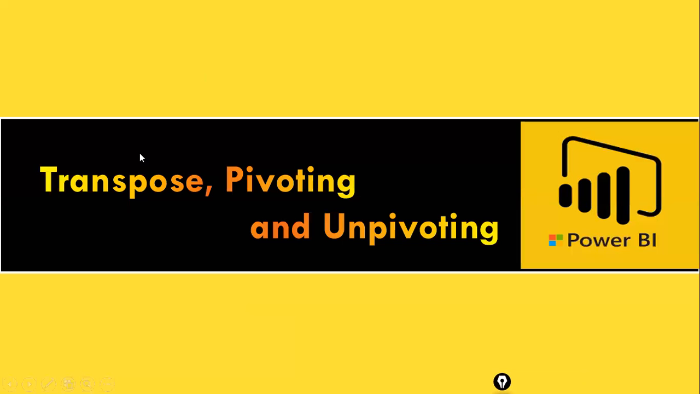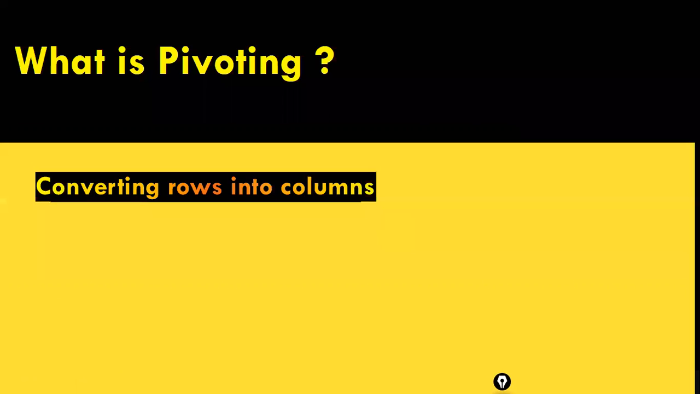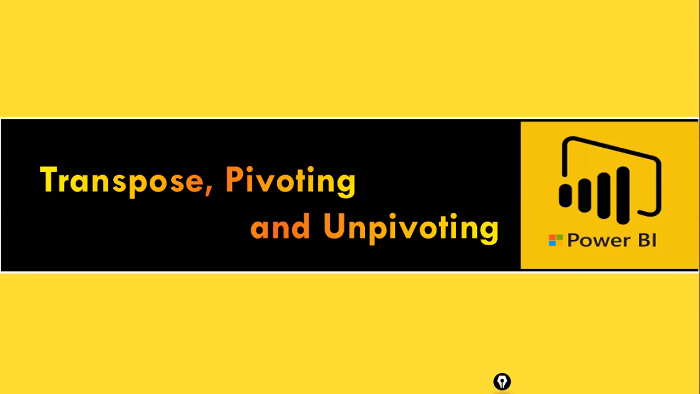First of all, what is transpose all about, what is pivoting all about, and what is unpivoting. We will first understand what exactly transpose is all about. In the case of transpose, it rotates an entire table.